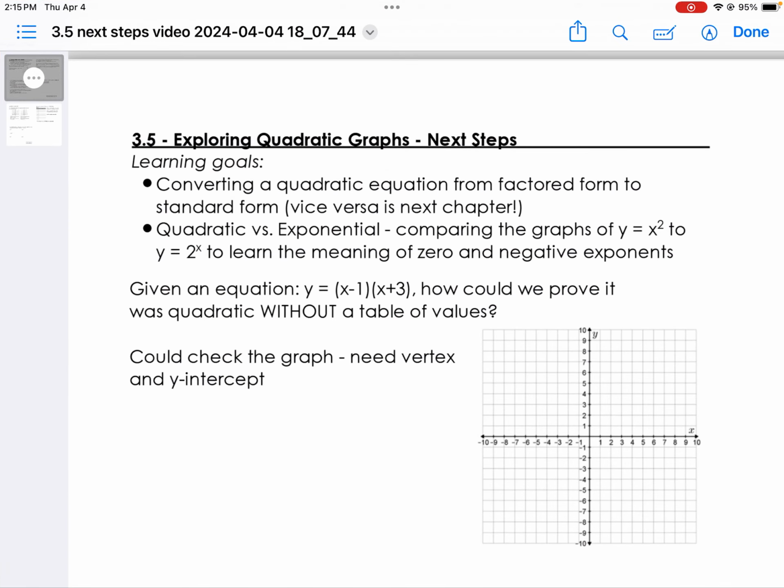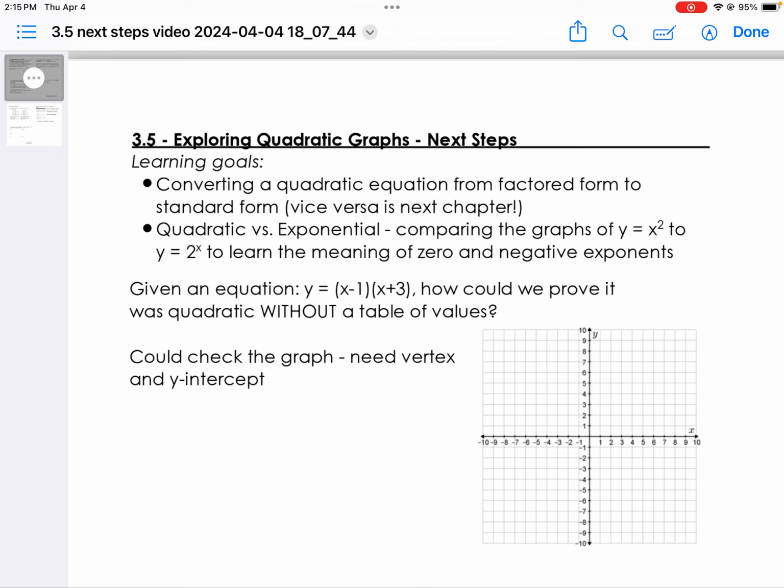Okay, so I've called this 3.5, and what it's going to be is looking at moving on and what our next steps are going to be, because the next three chapters or the next three units are going to be quadratic. So one obvious next step is converting a quadratic equation from factored form to standard form.